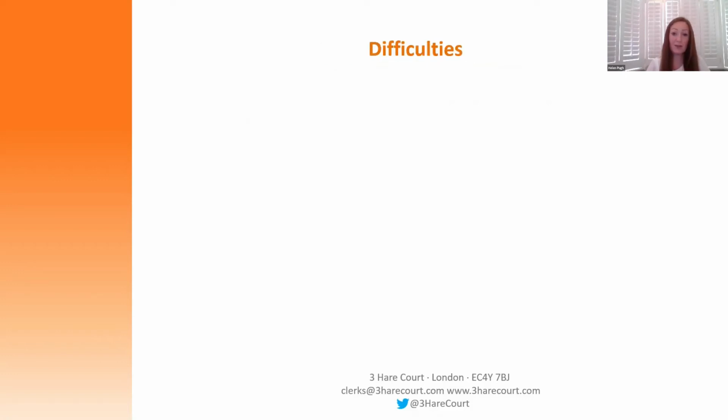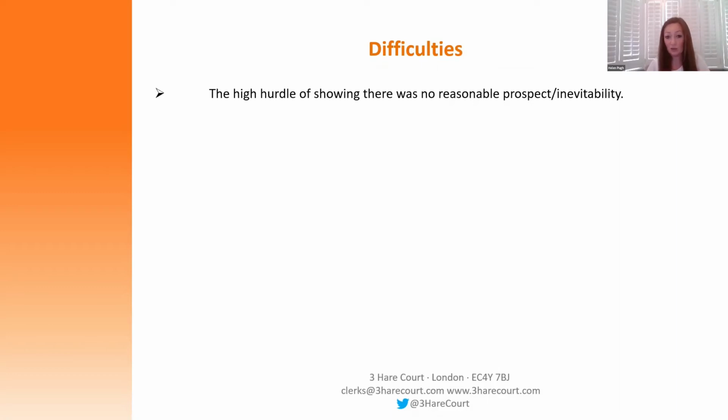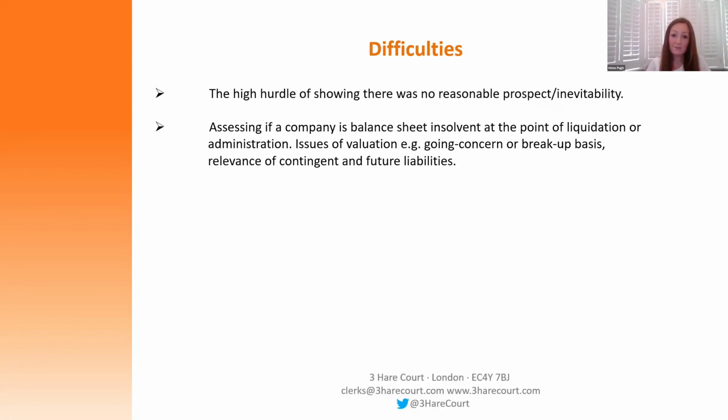So by way of summary then, the difficulties in a Section 214 wrongful trading claim include there's a high hurdle for showing there's no reasonable prospect of avoiding an insolvent liquidation. Secondly, one has to show that the company is balance sheet insolvent at the point of insolvent liquidation or administration. And thirdly, there has to be a causal net deficiency.